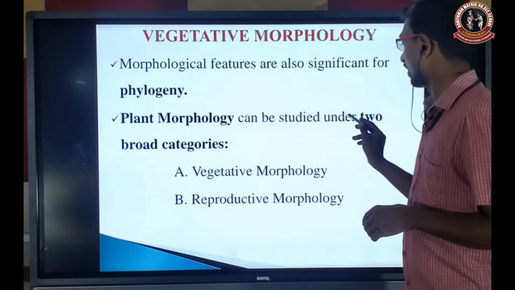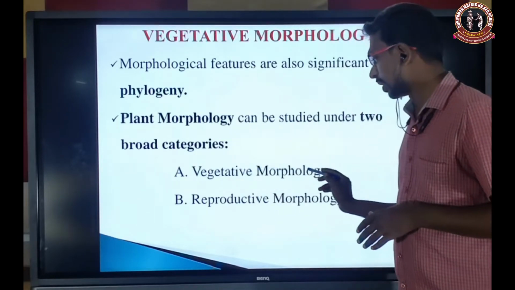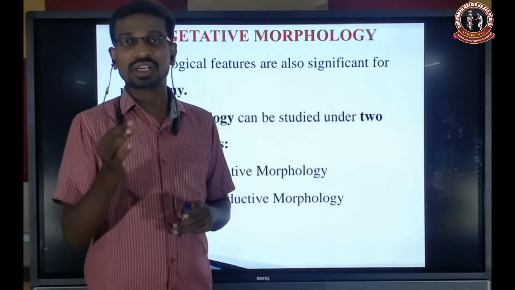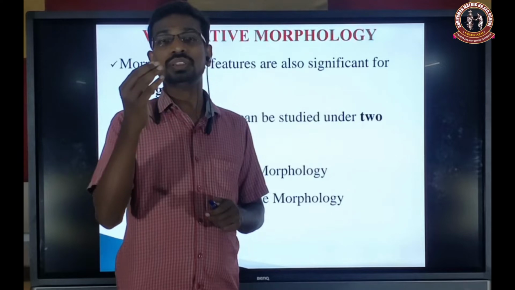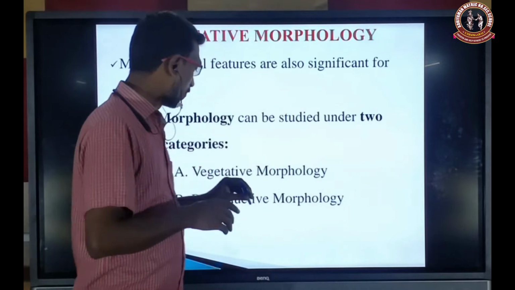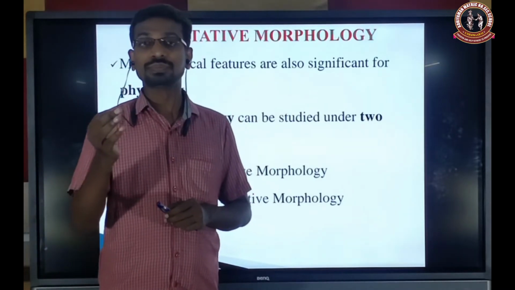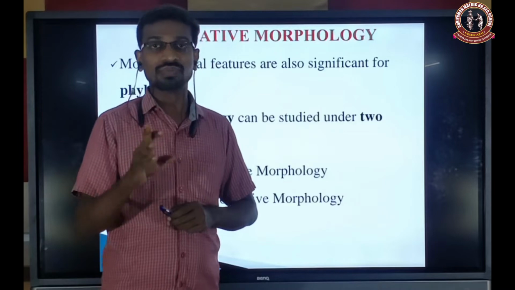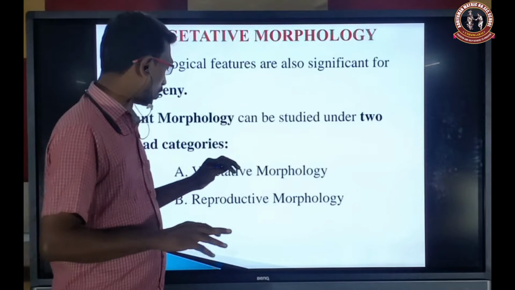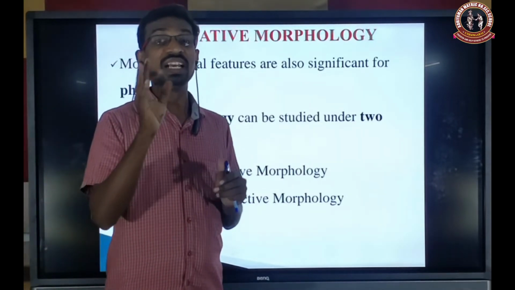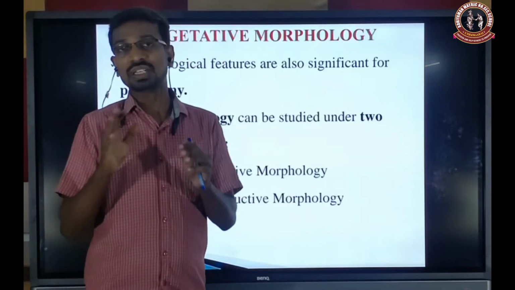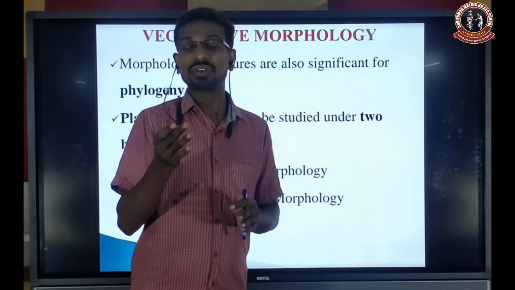Plant morphology can be studied under two broad categories, that is vegetative morphology and reproductive morphology. Already I told you, vegetative morphology is the study of the root, stem and the leaf, that is the external vegetative part. Reproductive morphology is the study of the morphological features of flower, fruit and the seed. Only morphological features, that is very important. Both vegetative and reproductive morphology deal with only the external features.